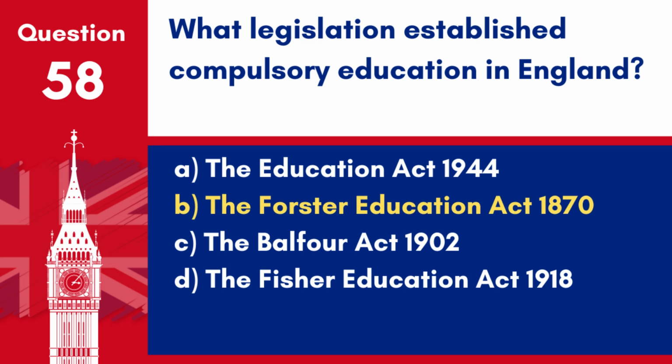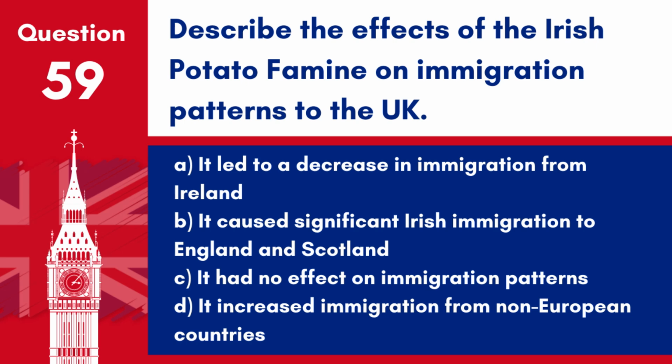Answer B. The Forster Education Act 1870. The Forster Education Act of 1870 established compulsory education in England, setting the framework for public education and requiring children to attend school.